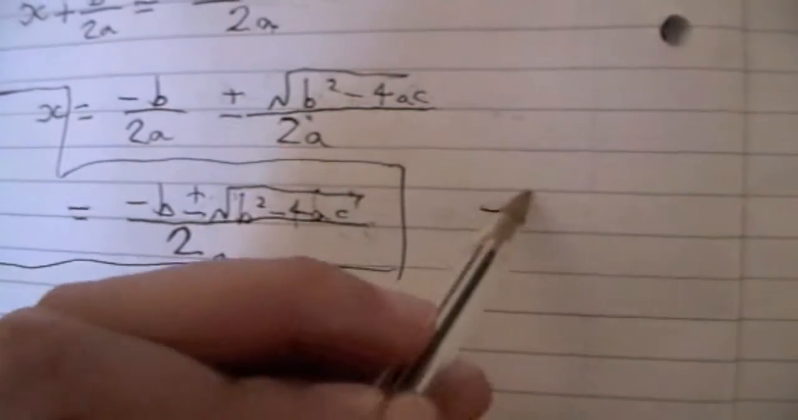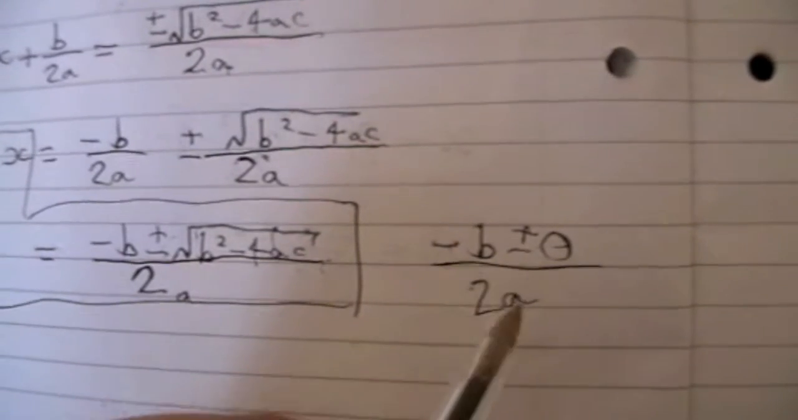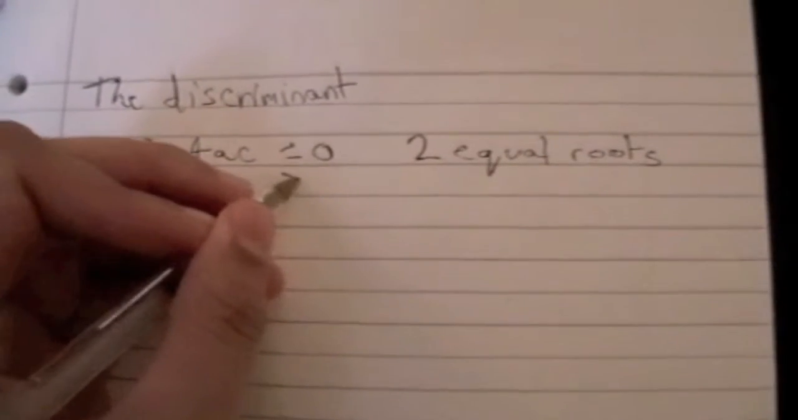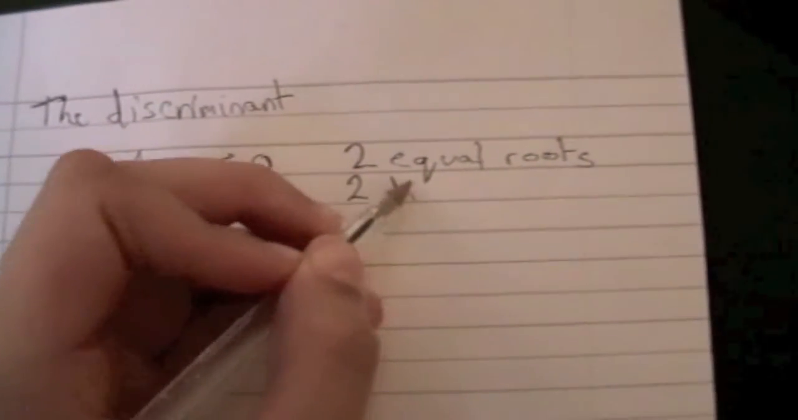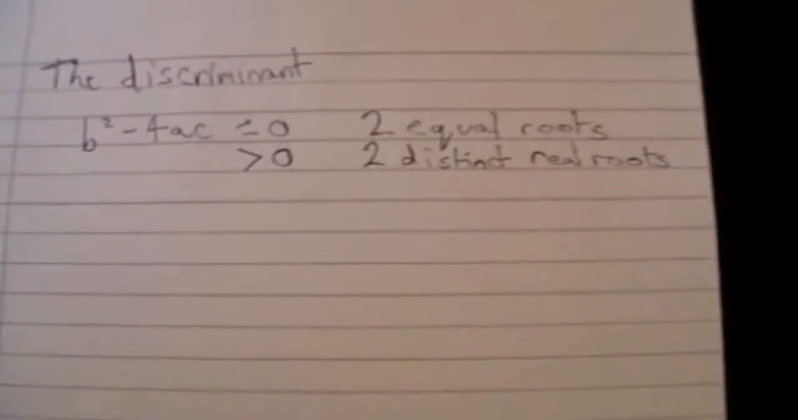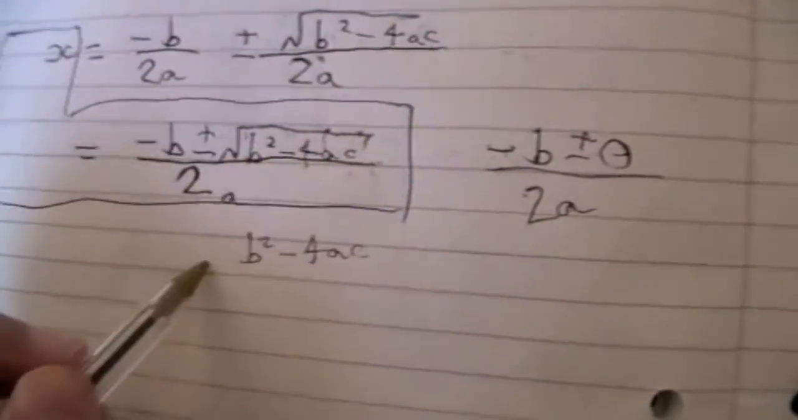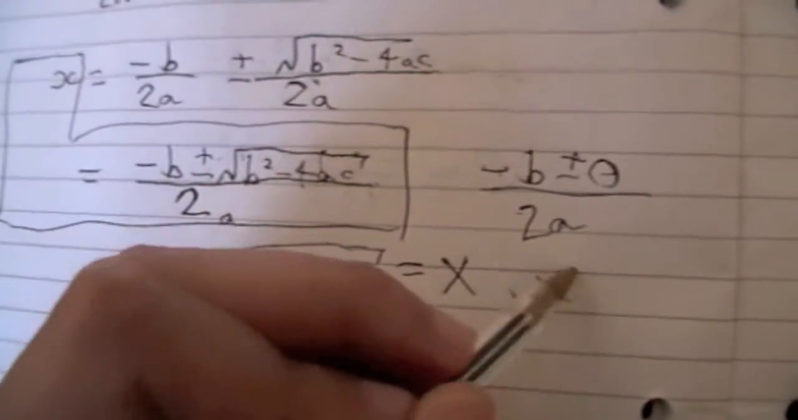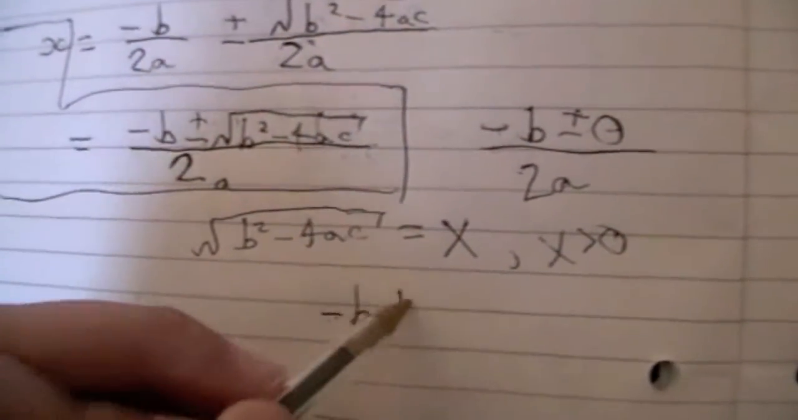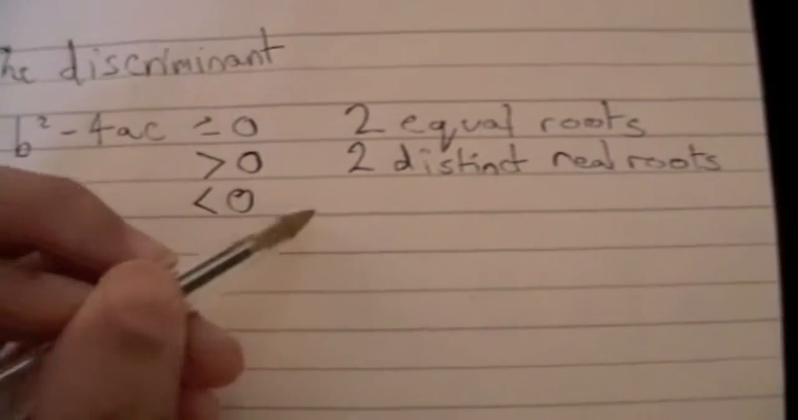This is because, looking at the formula, you end up with minus b plus minus 0 over 2a if the discriminant equals 0. And minus b plus 0 and minus b minus 0 are the same thing. If it's greater than 0, you have two distinct roots. Again, looking back to the equation, if root b squared minus 4ac is equal to x, shall we say, where x is greater than 0, then minus b plus minus x over 2a, x is going to add or subtract from the value each time.